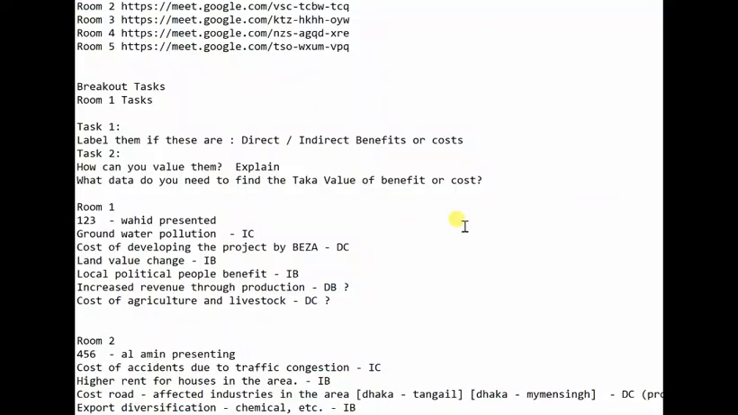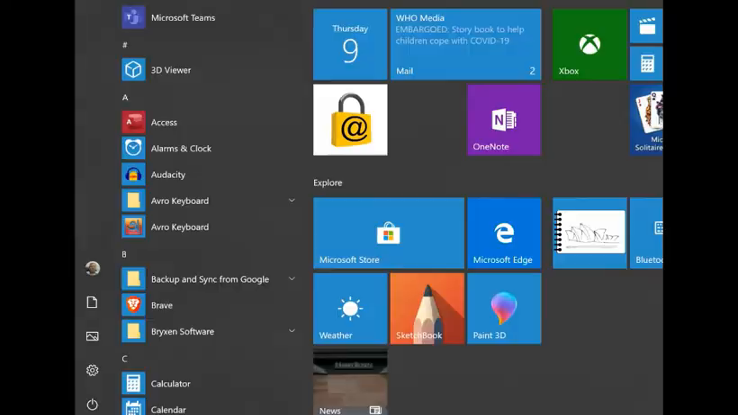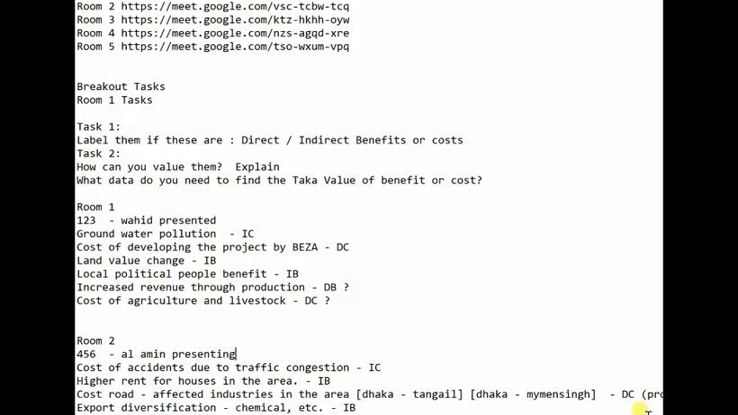Remember, the logic should be clear, what is direct and what is indirect. Whatever cost is to them is a direct cost. And whatever cost that they are not paying but somebody else is paying, that is indirect. So remember, that is the logic of direct versus indirect. You think about that, and then let us come back to our point that we were discussing. Let me share this screen so that we can see this.